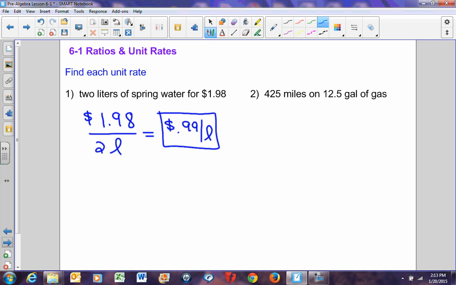425 miles on 12.5 gallons of gas. Well, I know that when we're talking mileage, we're talking miles per gallon. Whenever you buy a new car, they're always telling you, oh, this car gets 40 miles per gallon, or this car gets 80 miles per gallon. So we're going to do miles per gallon, so I'm going to put the 425 miles on the top and divide that by the number of gallons on the bottom. So I will stick 425 on my calculator, and I'll divide it by 12.5, and I will get 34 miles per gallon.